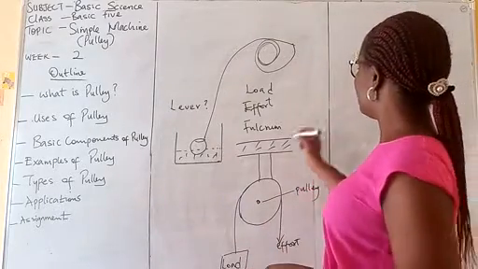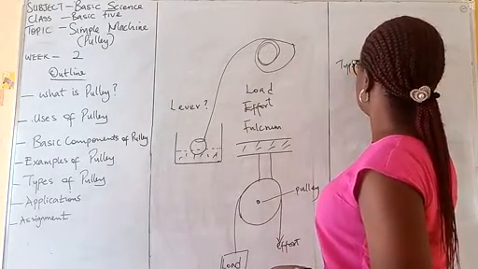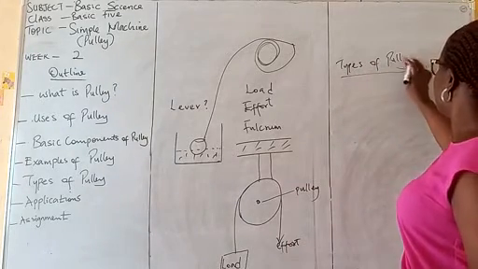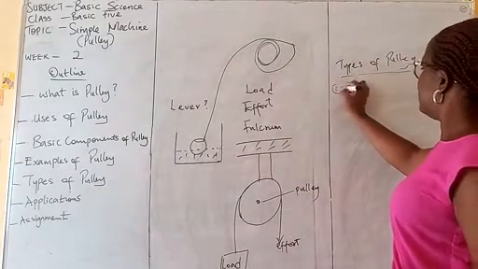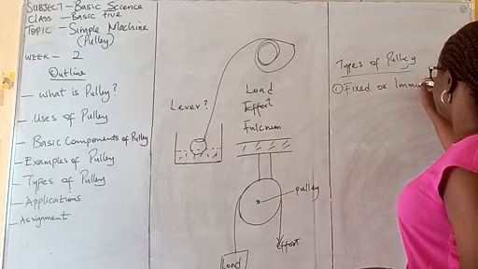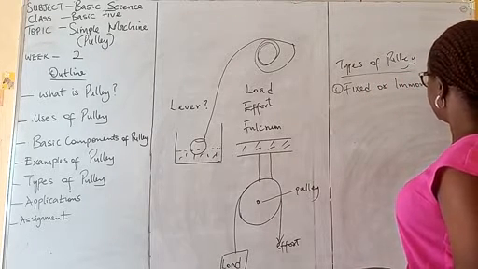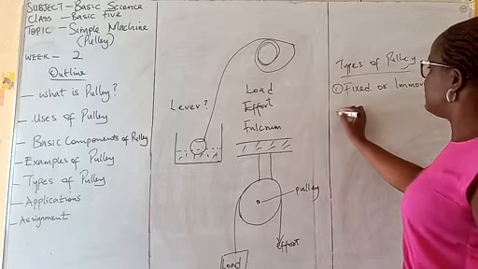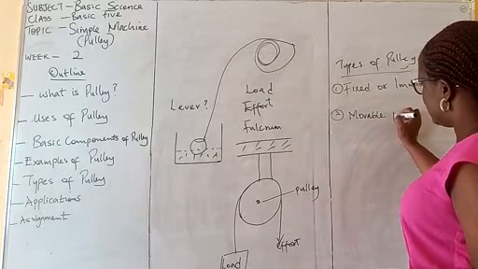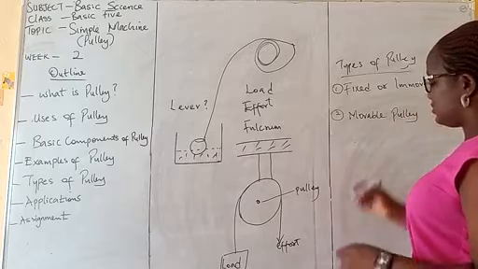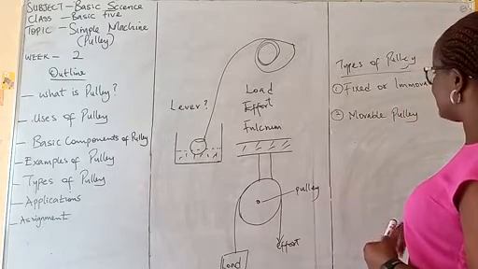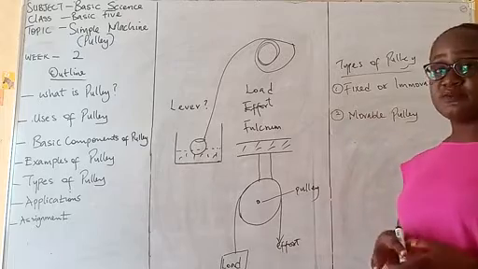Number one, we have types of pulley. So first we have one, fixed or immovable pulley. Okay, and the second one is where we have the movable pulley. Okay, so this is a typical example of what we have as a fixed or immovable pulley.